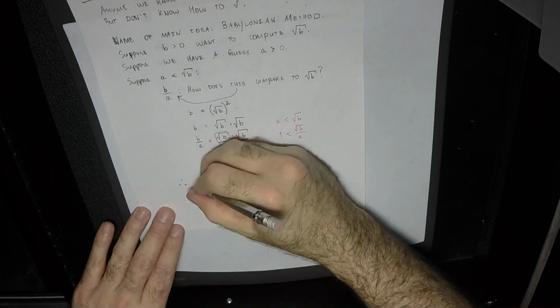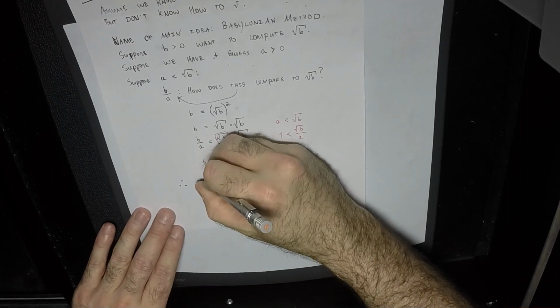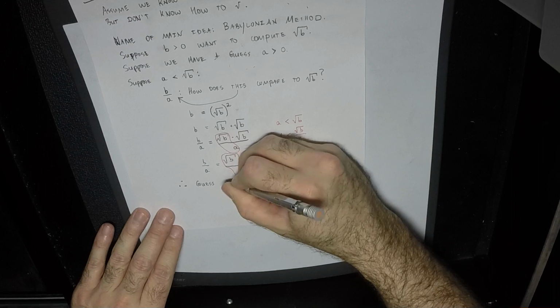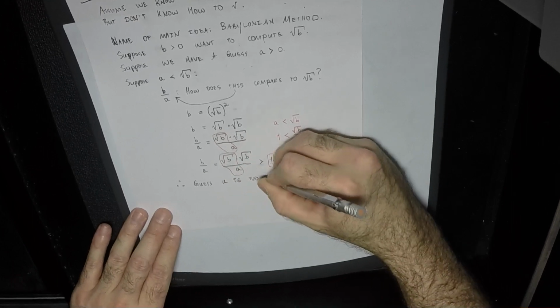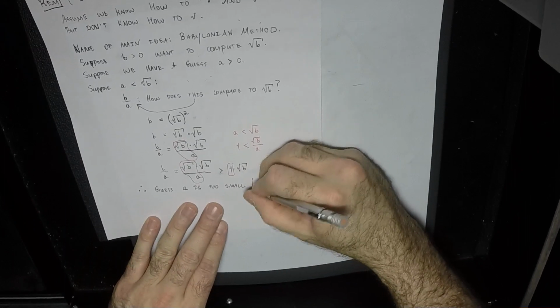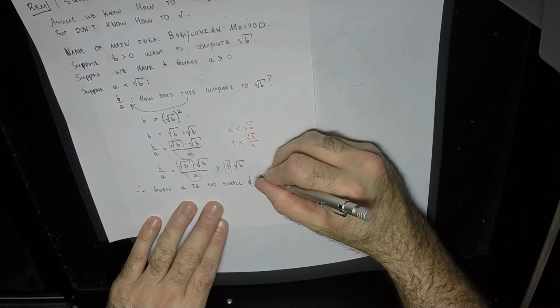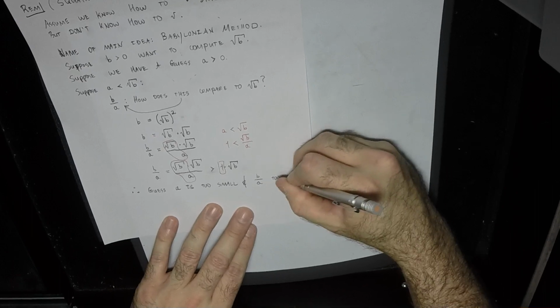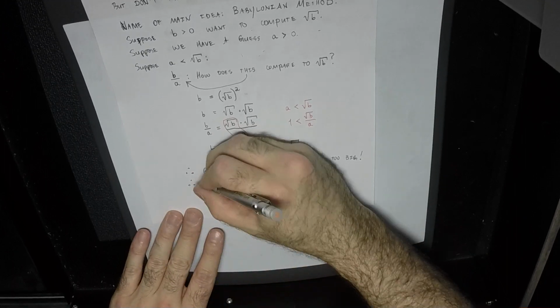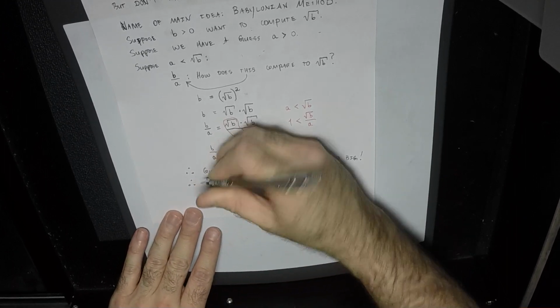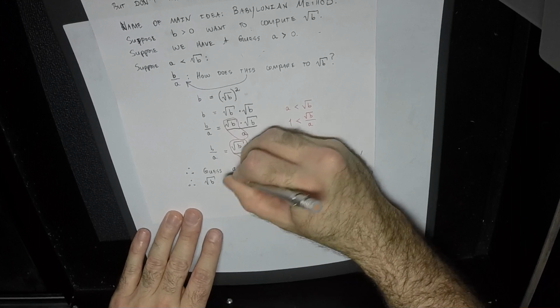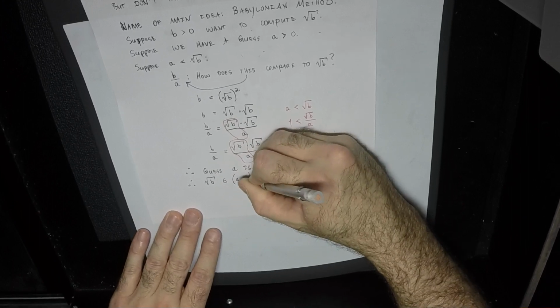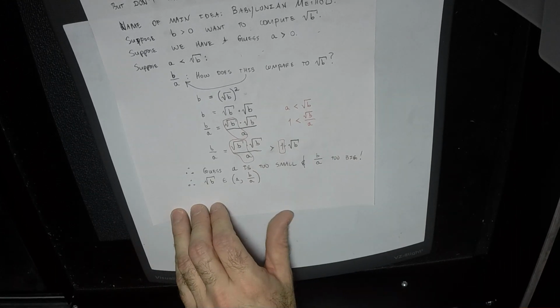All right, so now what I want you to see, therefore, we have a guess. Guess A is too small, and B over A is too big. Therefore, we don't know the value of the square root of B, but we do know that the square root of B has to be in the interval from A to B over A. It's got to be in there.